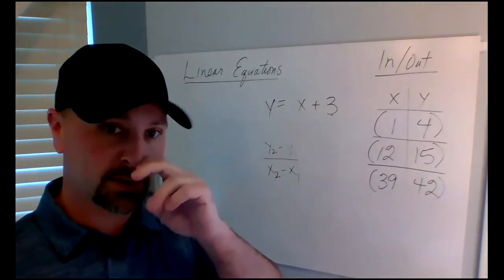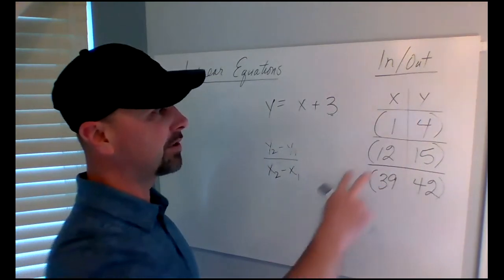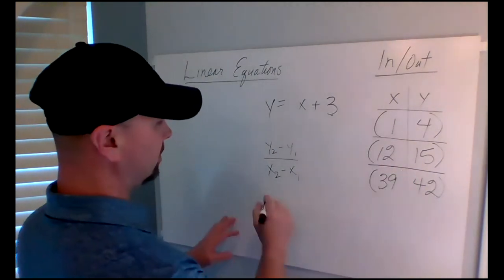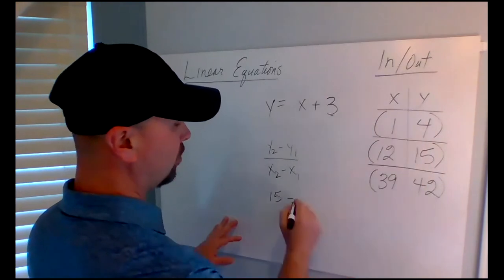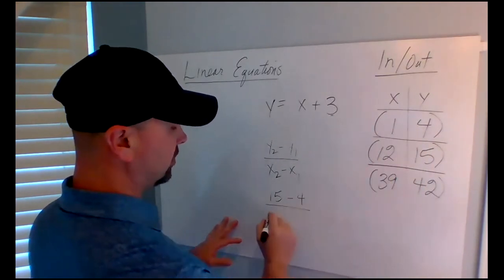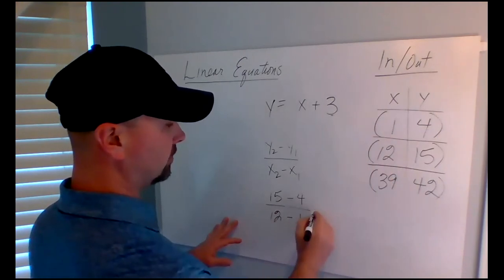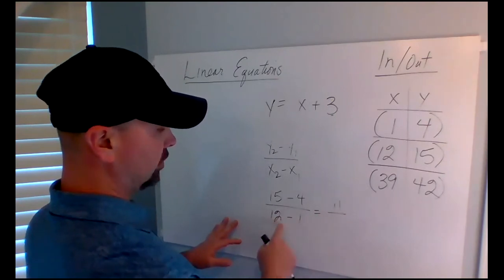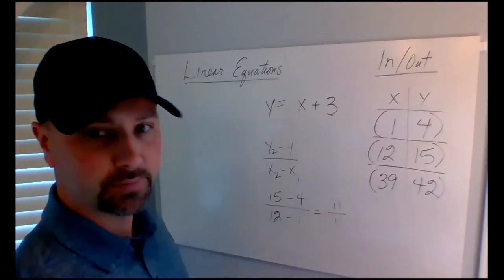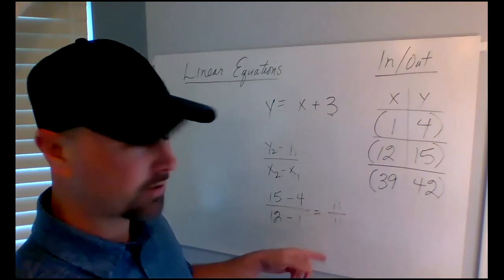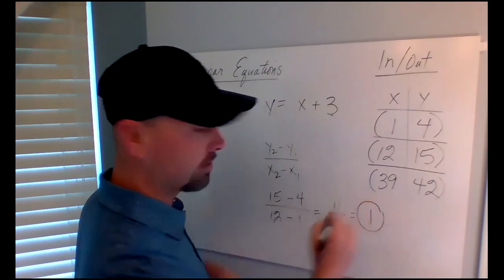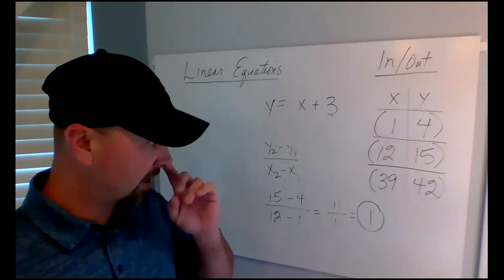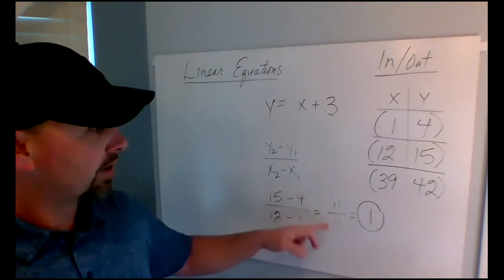All right, and we have 3 points here. We only need 2 to find slope. So it doesn't matter which 2 you pick. I'm going to pick the top 2 just because they're smaller numbers, okay? So y2, 15 minus y1, 4, over x2, 12 minus x1, 1. 15 minus 4 is 11. 12 minus 1 is 11. So we have positive 11 divided by positive 11, which equals a slope of positive 1. Okay, we could think about that as 1 over 1 even, or 11 over 11.